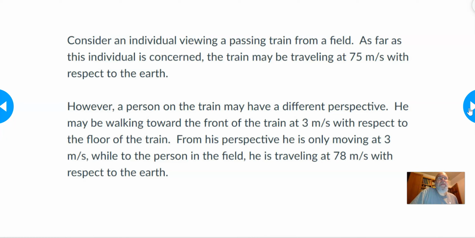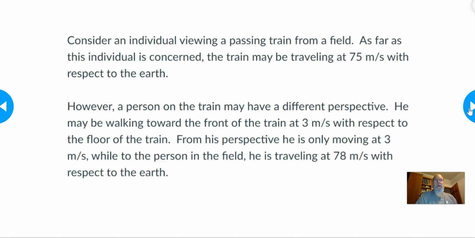But from the perspective of the person in the field, they see the train moving at 75 meters per second and at the same time see the person on the train moving at an additional 3 meters per second. So the person standing out in the field sees the person on the train moving at 78 meters per second, not just 75 meters per second, because we're adding those two motions together. Okay, so a second reason that we need frames of reference is that a frame of reference is going to be different for different people.